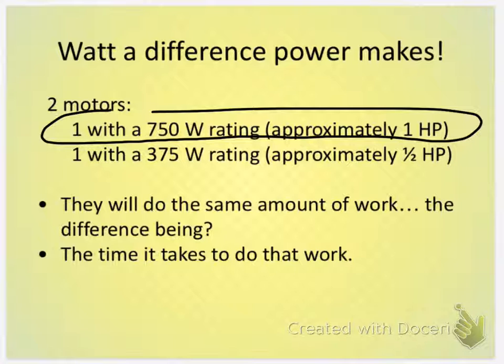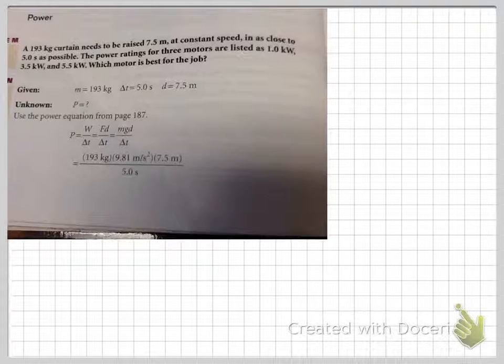Okay, so this is sample problem 5F from page 188 in your book. A 193 kilogram curtain needs to be raised 7.5 meters, which is a tall stage, in as close to 5 seconds as possible. Power ratings for 3 motors are listed as 1 kilowatt, 3.5 kilowatts, and 5.5 kilowatts. Which motor is best for the job?